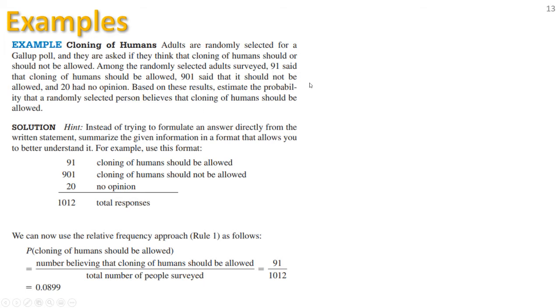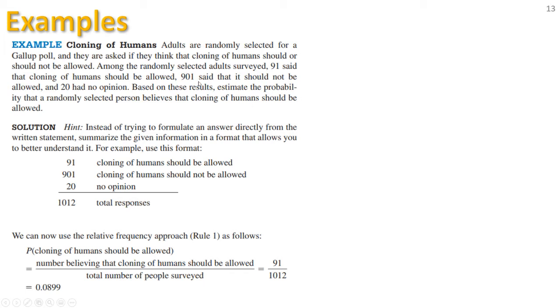It should be clear by now that you cannot use the classical approach to this. If you were to do that, your sample space would be yes, no, no opinion, and then selecting any one of them would simply be 1 out of 3. That obviously is not acceptable here. So we need to use a frequency approach.